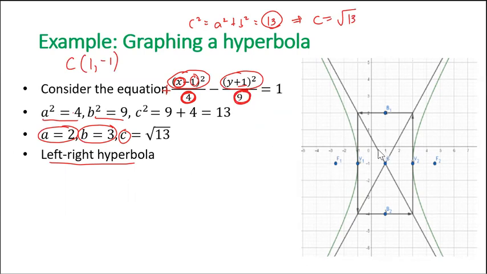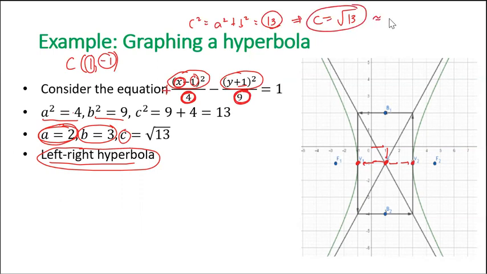To graph, from the origin we move 1 unit to the right and 1 unit downward to plot the center of the hyperbola. Since the hyperbola is a left-right hyperbola, from the center we move 2 units to the left to get one of the vertices and 2 units to the right to get the second vertex. Since c is equal to the square root of 13, this is approximately 3 point something. So from the center, we move 3 point something units to the left to get the first focus, and 3 point something units to the right to get the second focus.